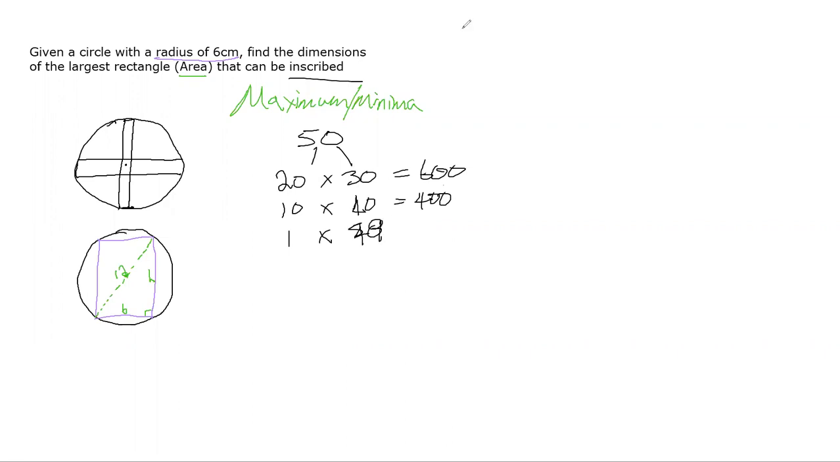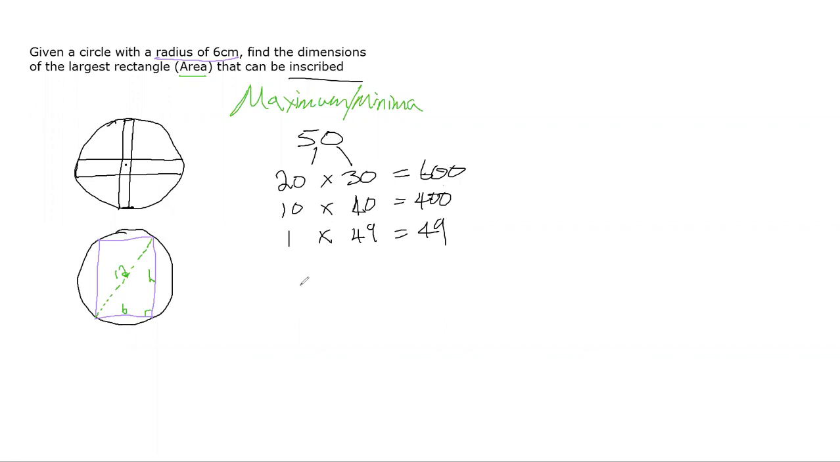1 plus 49 is 50. So let's see what the product gives us. It just gives us 49, obviously. And so what we notice is as these two numbers get further and further away from each other, right? 20 and 30 are kind of close. 10 and 40 are further away, and 1 and 49 are very far away. The product gets smaller and smaller. So we could hopefully see the same trend if we got closer.